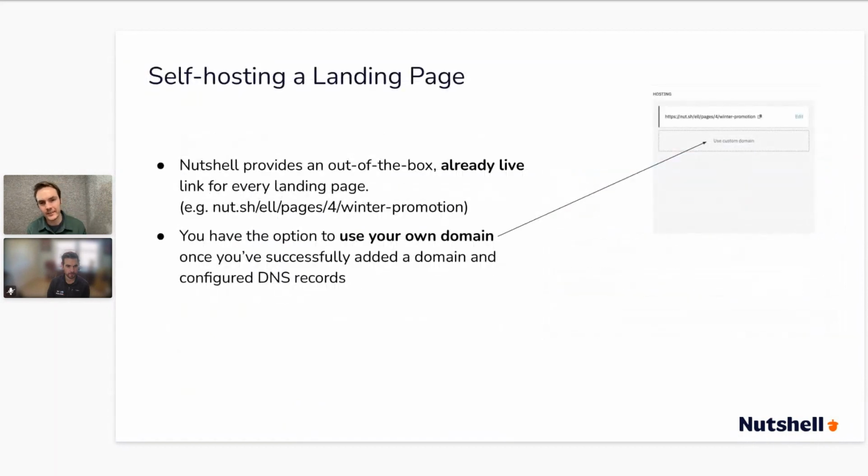So let's talk back to landing pages, self-hosting a landing page. Now we saw Jewel quickly make a page, and she mentioned this out of the box link. So when you make a landing page, there's a link ready to go that's live that Nutshell is going to provide you. So let's say you named your page winter promotion. We're going to give you a page that's like Nutshell/pages/winter promotion. That's ready to go. You can share that out in an email or on the internet. Anyone can view that. But of course, you're going to want to use your own domain, and we host all of our pages on nutshell.com.